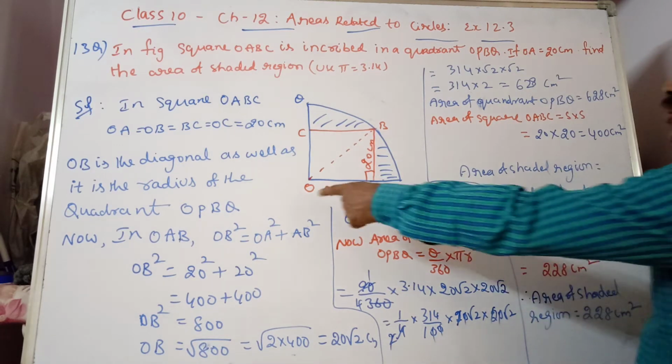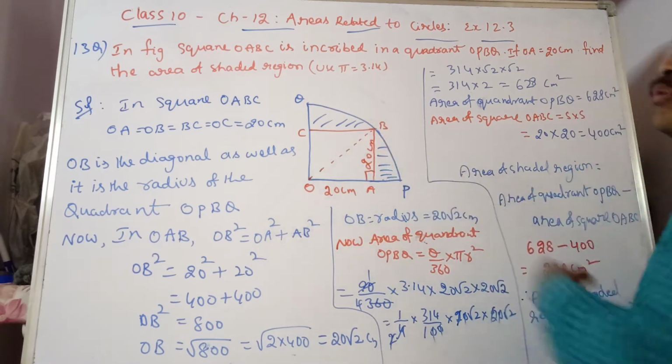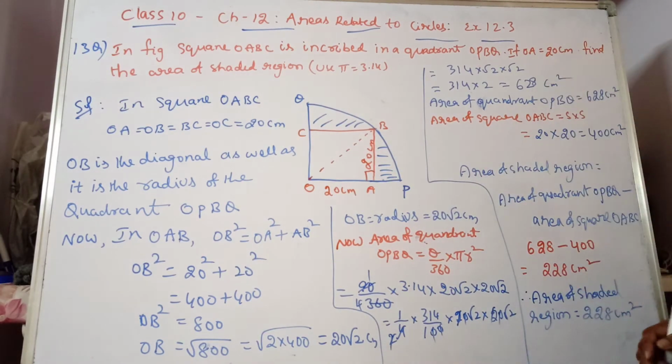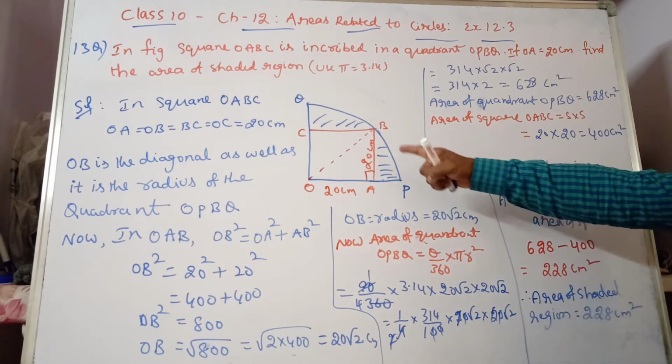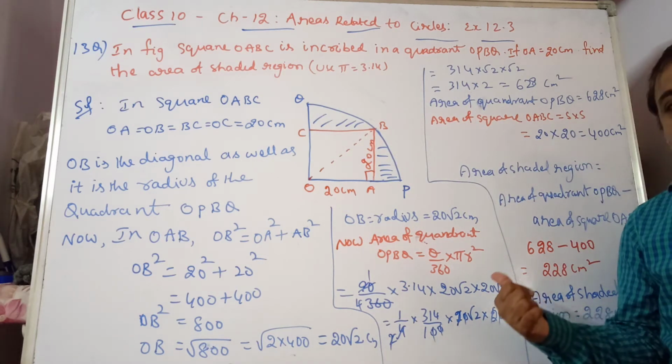So first we found the diagonal of the square, which is nothing but the radius of the quadrant. Then we calculated the area of the quadrant, then subtracted the area of the square from the area of the quadrant. I hope you understood.